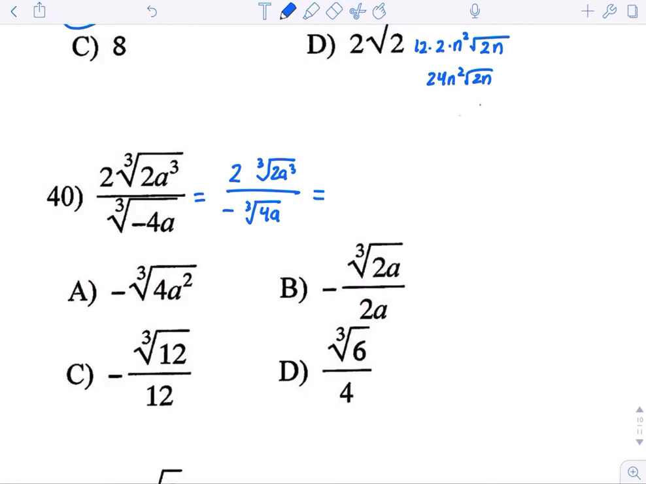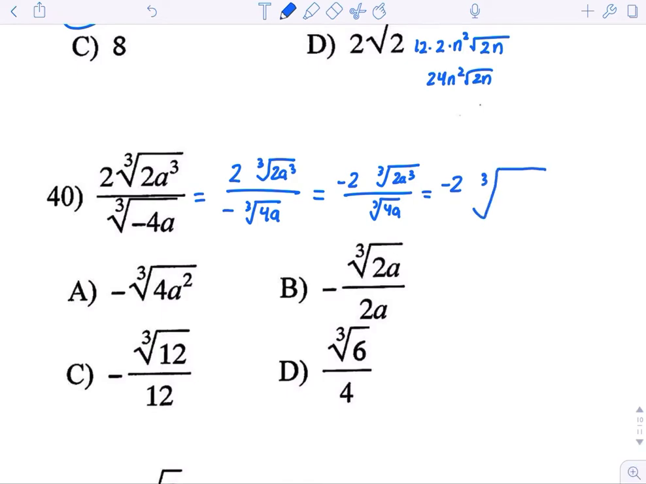So I know that this is really negative 1, so I'm just going to put it to the top. So we really got negative 2 cube root 2a to the third over cube root 4a. Now, this is what I noticed. Do you notice how on the top and the bottom, the numerator and denominator, they both have a root of 3? Root of 3, root of 3. So that means we could essentially just put them all over one house.